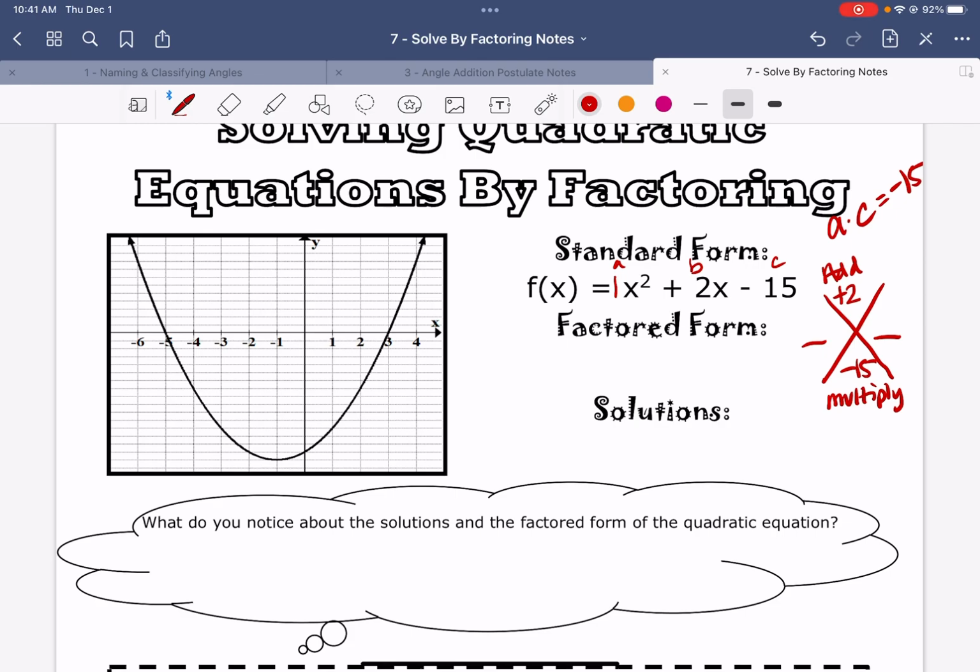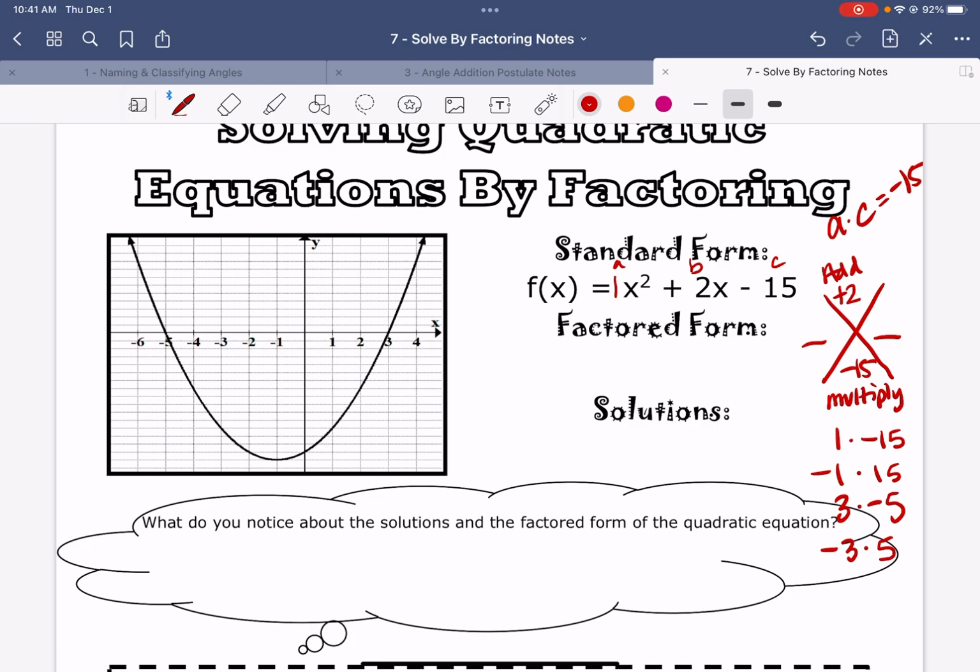So if I think of numbers that multiply to negative 15, I know I could do 1 times negative 15, but I could also do negative 1 times positive 15. What about 2? Does 2 times anything give us 15 or negative 15? No, it'd have to be a decimal, and we only want whole numbers. So then we try 3. Oh yeah, 3 times negative 5 would give us negative 15. And negative 3 times 5 would give us negative 15.